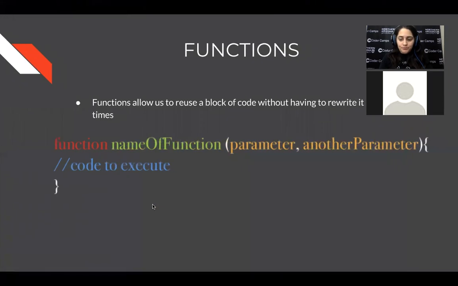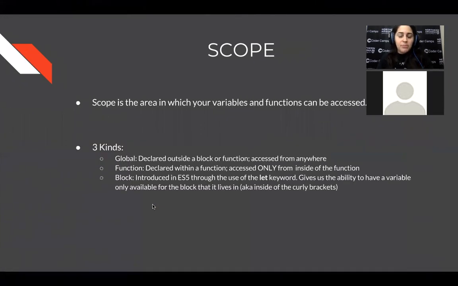All right. So let's jump into scope. Scope is the area in which your variables and functions can be accessed. There are 3 types of scope. You have global, function, and block. Global is declared outside of a block or function, and you can access it from anywhere.